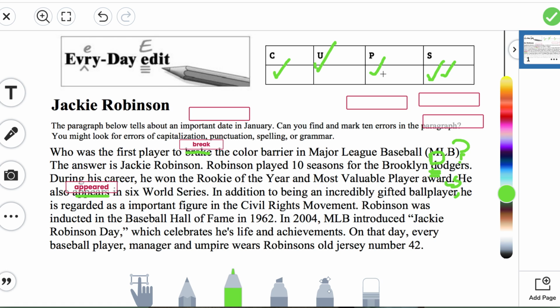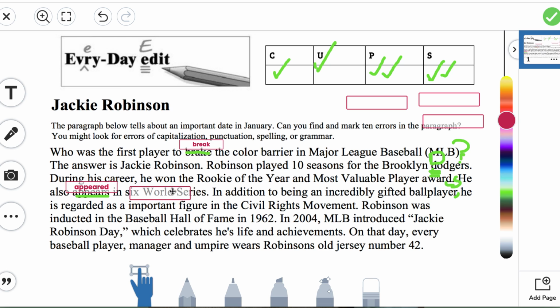A comma is a punctuation mark, so we're going to add a check mark next to the P. He is regarded as an important figure, not a. So here's the rule with that. Move your text box over.